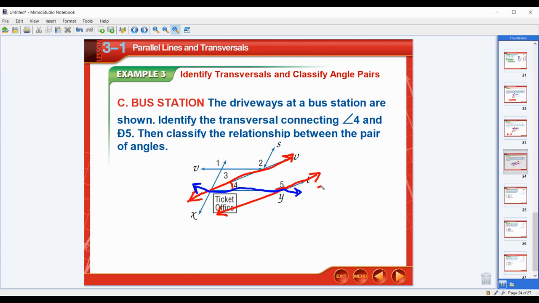If line Y is our transversal, and line W and line T here are our two lines, it looks like everything out here is going to be exterior. Everything in between these red lines is going to be interior. Angle 4 and angle 5 appear to both be on the inside. So we're going to check where they are with our transversal. So line Y here is our transversal. 4 and 5 appear to be on the same side of line Y. So that tells us here that they will be consecutive. Consecutive interior.